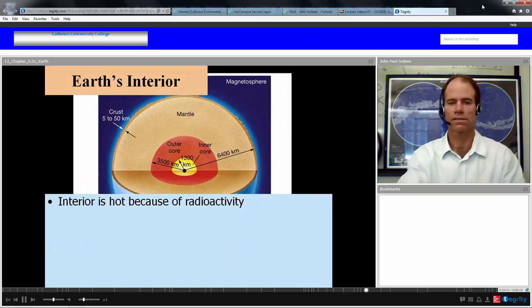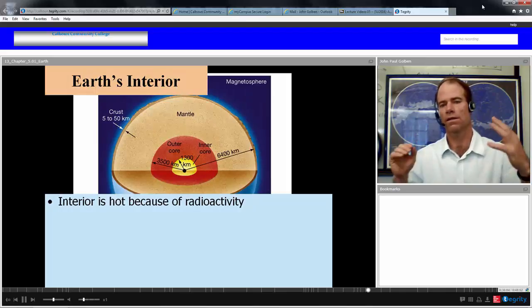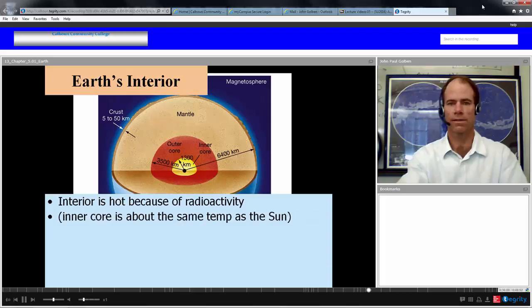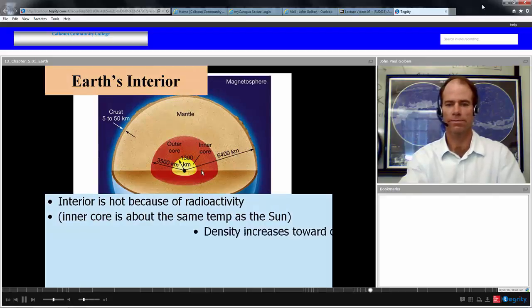As we look into the interior of the Earth, we find that it is hot. The interior of the Earth is hot due to radioactivity. So the source of energy that allows the interior of the Earth to be molten and hot is radioactivity. The inner core of the Earth is actually the same temperature as the surface of the Sun, about 6,000 degrees Kelvin.